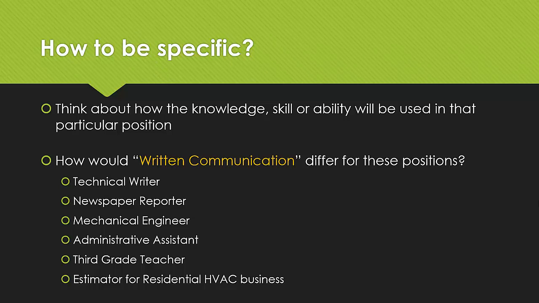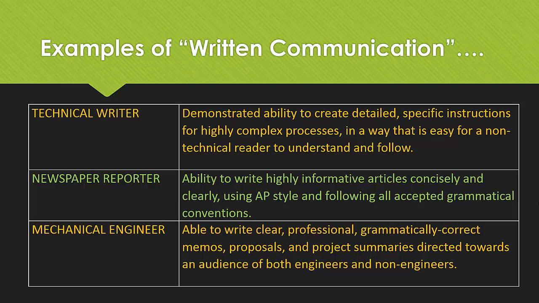So let's take a look at a couple of examples here. Again, for written communication, if I'm a technical writer, the entire job spec is probably going to revolve around writing skills and research skills, but it might say something like demonstrated ability to create detailed, specific instructions for highly complex processes in a way that is easy for a non-technical reader to understand and follow. Versus if I'm a newspaper reporter, maybe I don't have to be as detailed, but maybe I have to be very, very concise. I have to follow AP style, and I have to hit on the key points.